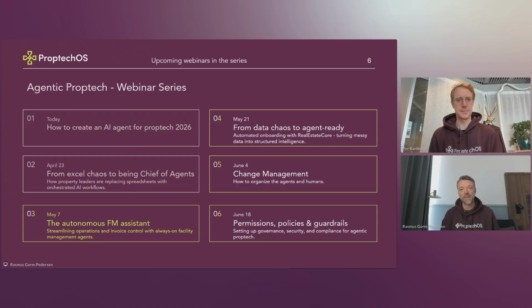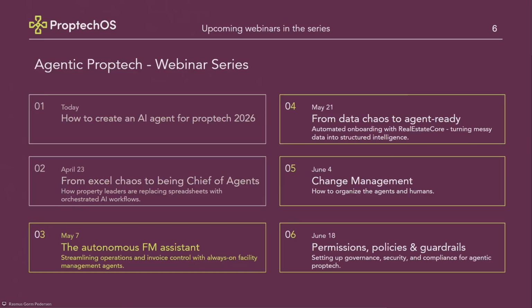This is part of a 6-webinar series where we are building towards giving you all the knowledge you need to start working with agents back in your organization, whether it's real estate or facility management. Today we are focusing on the autonomous FM, facility management assistant. And later we will also tell about how you go from data chaos to structured data that you can believe in and trust, data that is actually validated.